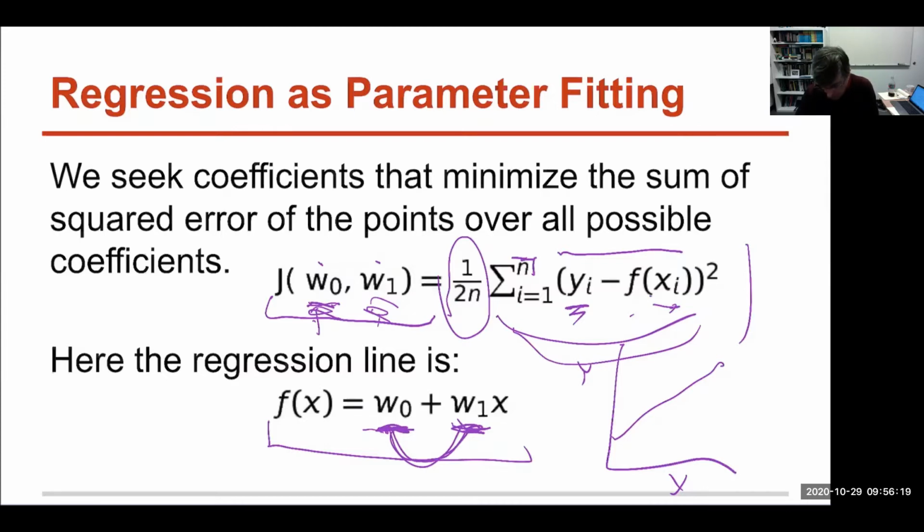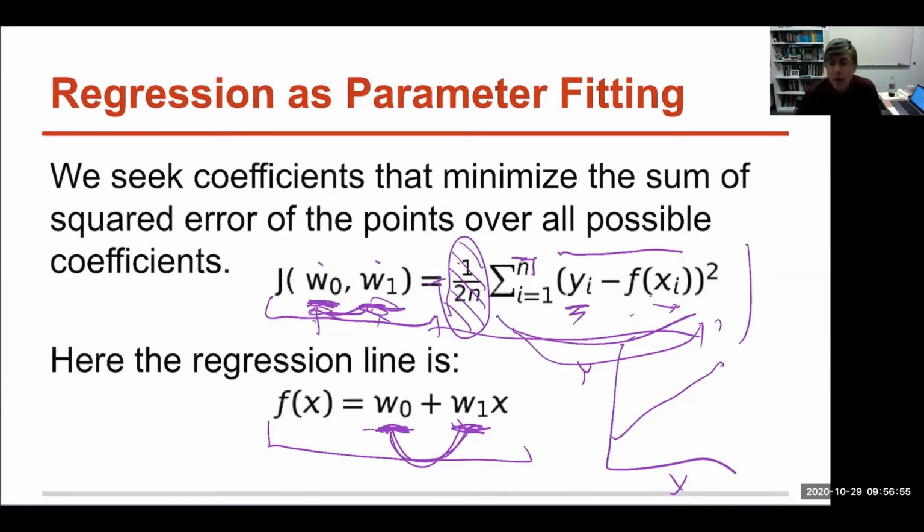Why doesn't it matter that we're dividing it by 1 over 2n? That's the important point. If we're looking to find the parameter setting that will minimize this term, dividing it by a constant doesn't change that. If we find the parameters that minimize this error, they would be the exact same parameters that would minimize it if we didn't have this 1 over n term.